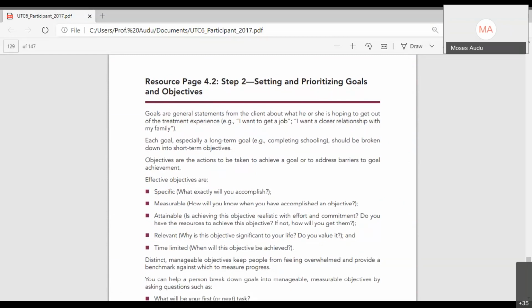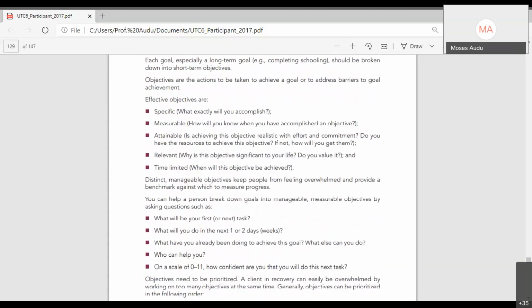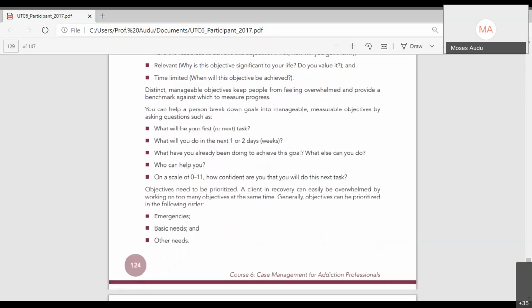So let's go to the next step, which is setting and prioritizing goals. And what happens here? Goals are generally statements from the client about what he or she is hoping to get out of the treatment experience. We did that in course 5. You set up your goals and then specific objectives. You have objectives which must be specific, measurable, attainable, relevant, and time limited. We talked about the SMART objectives. So this you have to do.